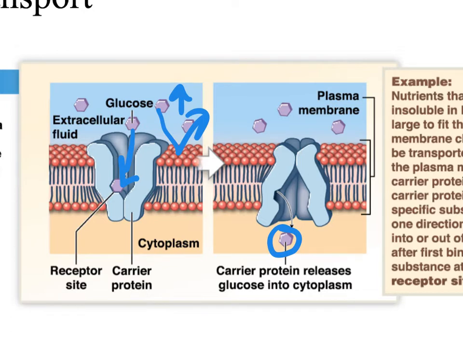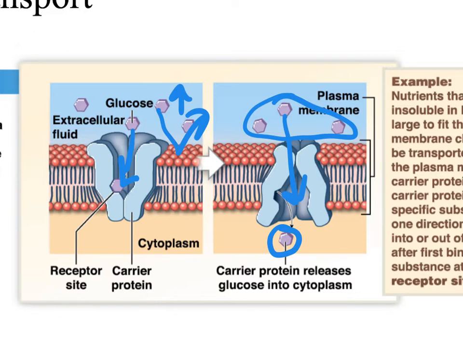And it requires no energy because the concentration gradient here on the outside is greater. So the energy comes from that difference in concentration gradient. And so no energy needs to be added in order to transport the glucose across the cell membrane. It does require a carrier, but it does not require any extra energy being added. Therefore, it's still passive transport.